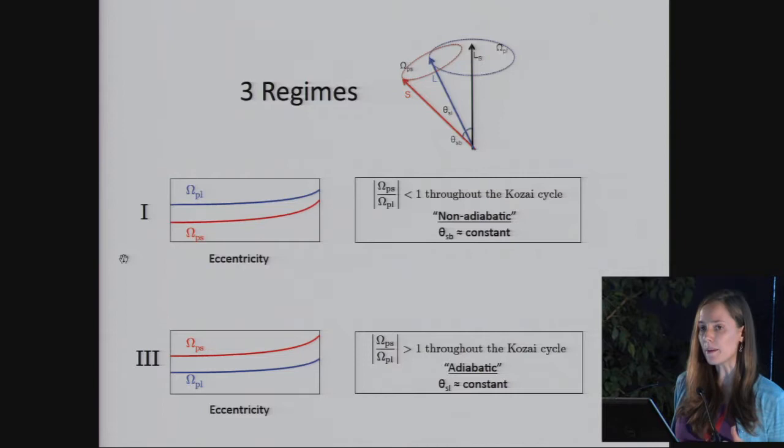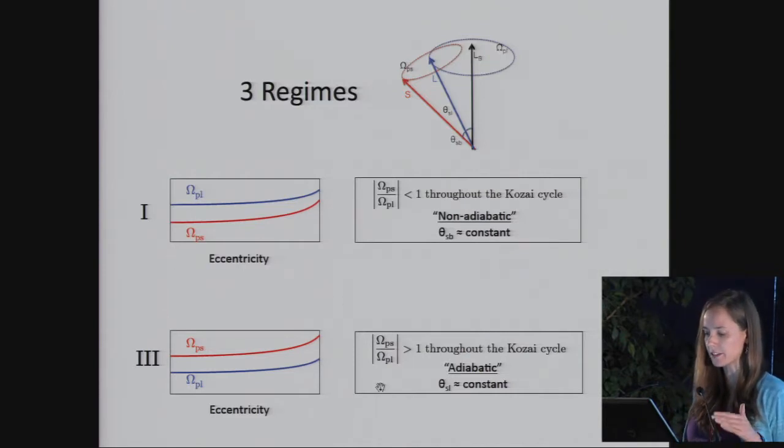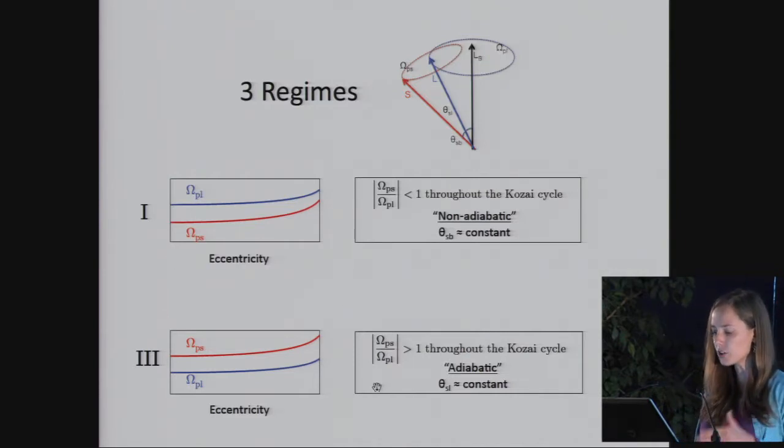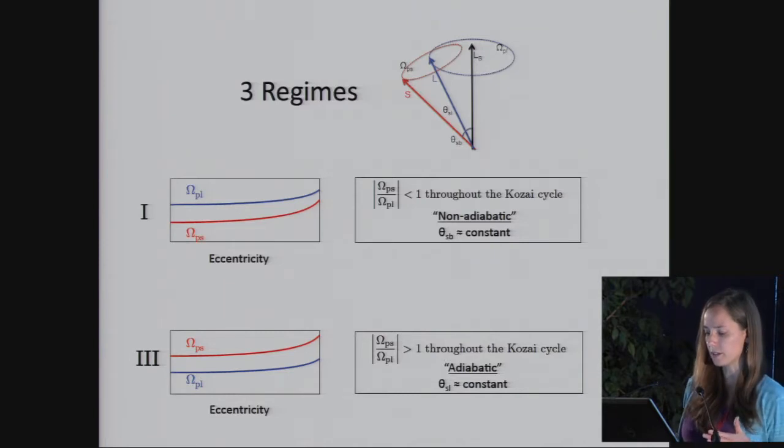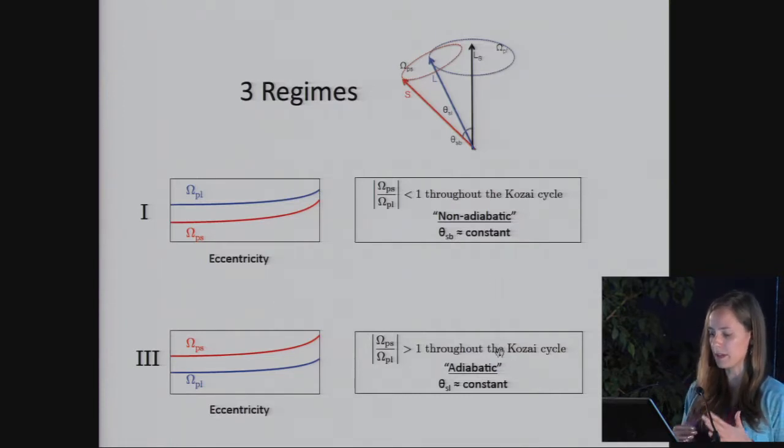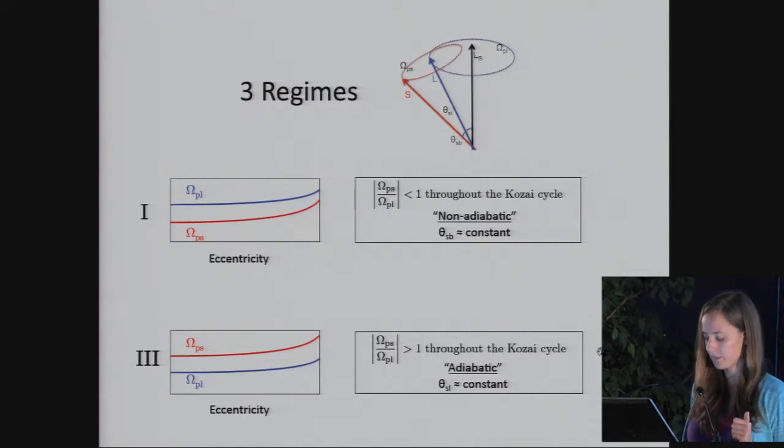You can also imagine the opposite regime where omega PS over omega PL is larger than 1 throughout the entire Kozai cycle. In this case, the spin orbit coupling is extremely strong, and so as L is precessing around LB, S essentially will follow L. So no matter what L is doing, S follows it. And in this regime, we expect the spin orbit angle theta SL to be constant.